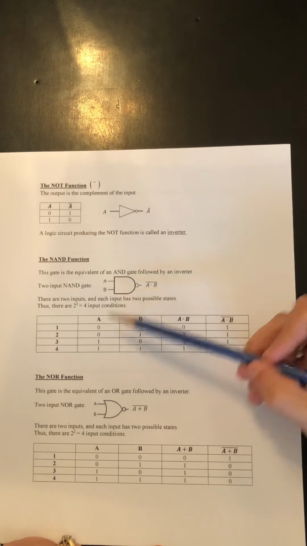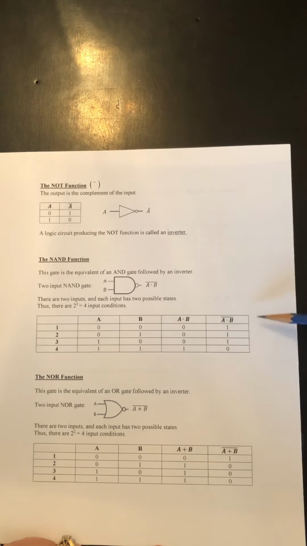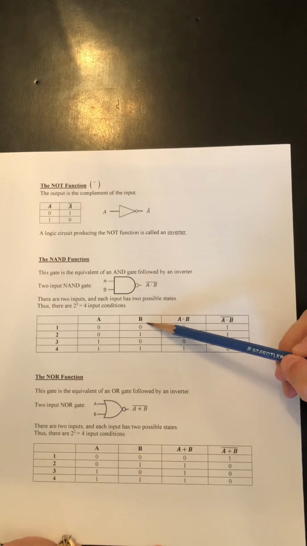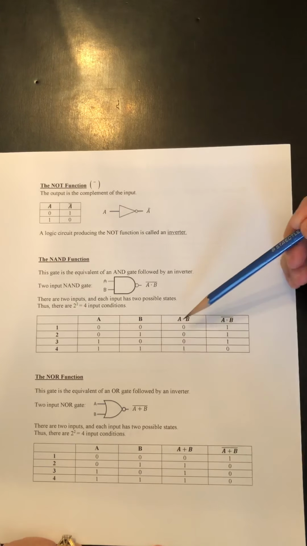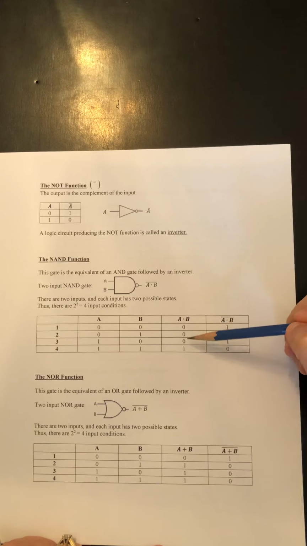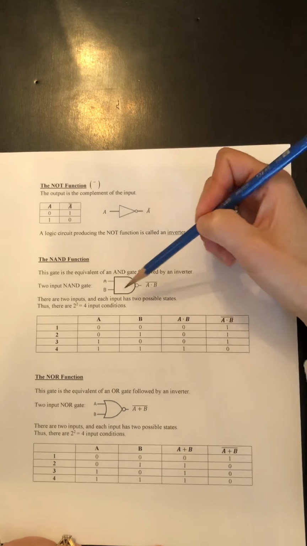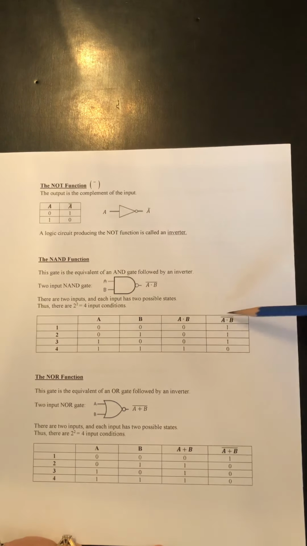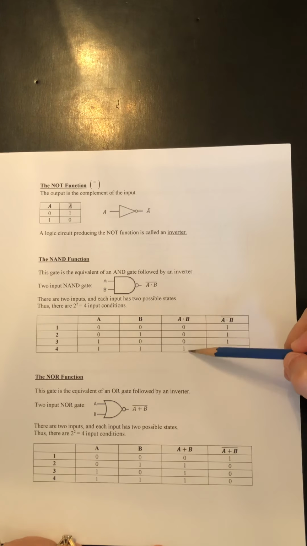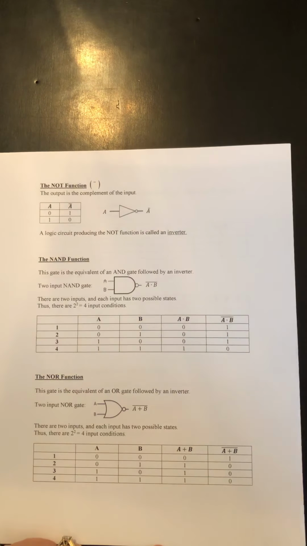So let's look at just the truth table for this gate. So set up A, set up B. Now we do A times B, and that would be 0, 0, 0, 1. And now, because of the circle here, we invert that product, and that will give us an output of the opposite. So 1, 1, 1, 0, like this.